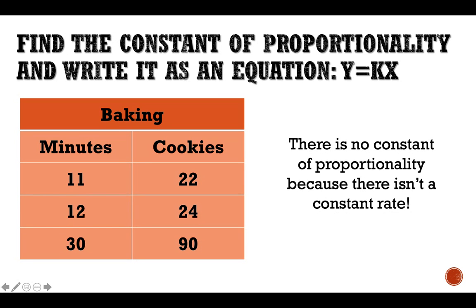Again, if I want to look at it the other way, 11 times 2 is 22. 12 times 2 is 24. If this were proportional, then I would be able to say that 30 times 2 equals, well, it doesn't equal 90, it equals 60. So this threw it all off. So there is no constant of proportionality.